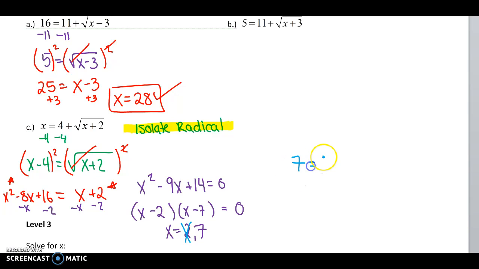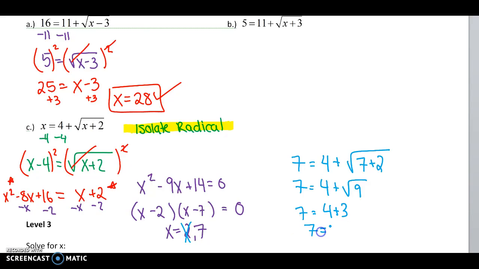So I have 7 equals 4 plus square root of 7 plus 2. Okay, so 7 equals 4 plus the square root of 9. 7 equals 4 plus 3, which is true. 7 equals 7. So that means my only real solution is x equals 7.